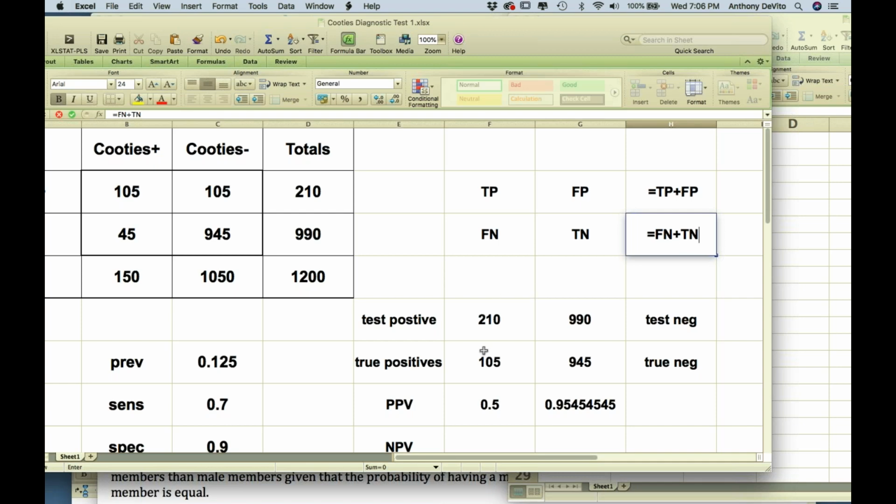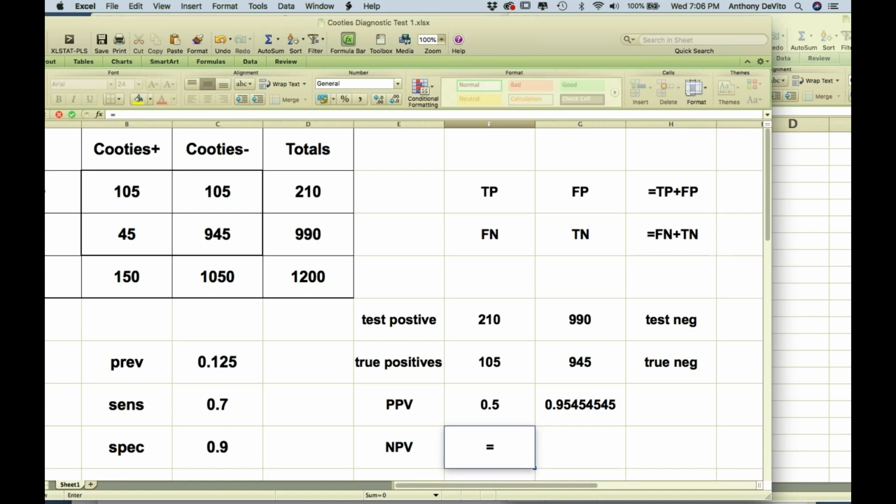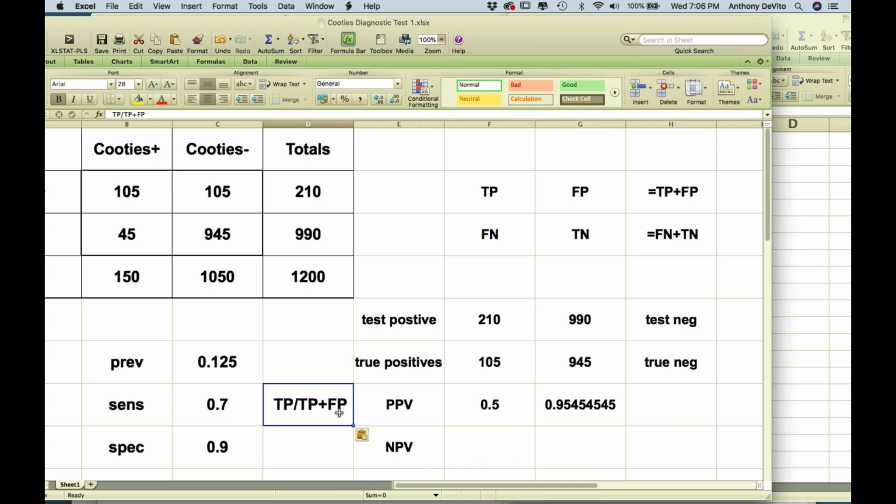Well, then the positive predictive value is equal to the true positives. I got to put a space again. True positives divided by the true positives plus the false positives. In other words, this number and this number. Let me put it over here. It's equal to the true positives over the total number of positives. This should really even have parentheses in there, right? Because you got to add them together first.